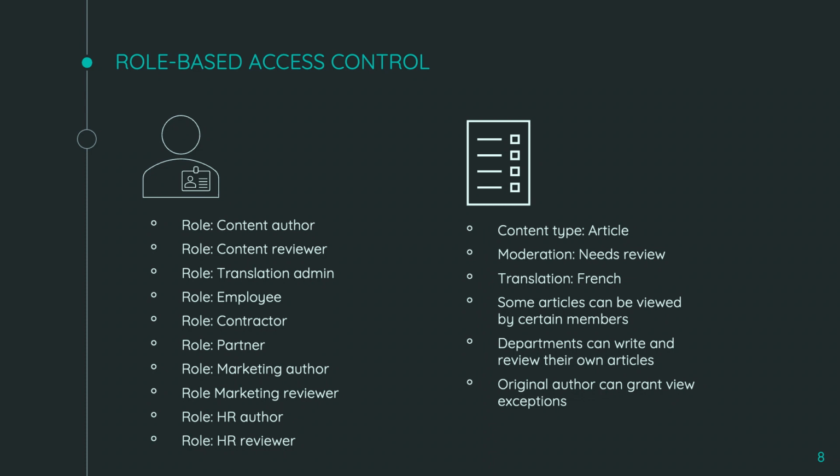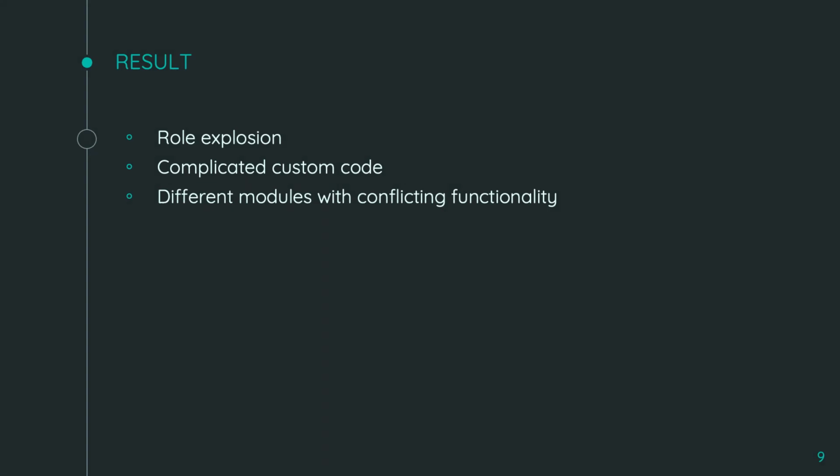At this point, we're reaching for a custom module, or we're writing even more complex custom code. And this is where we often end up. You end up with a role explosion. You have a lot of complicated custom code in there that you're probably going to end up throwing away when you restart the project. Or you have a bunch of different modules in there that you have to write some custom code to get them to all play nice together. Not a great place to be when trying to deal with access. It can really turn into a nightmare.